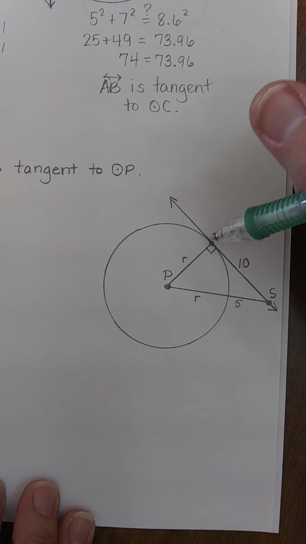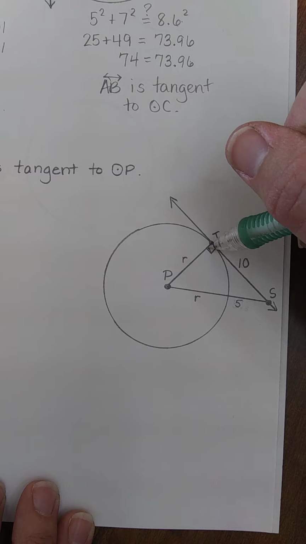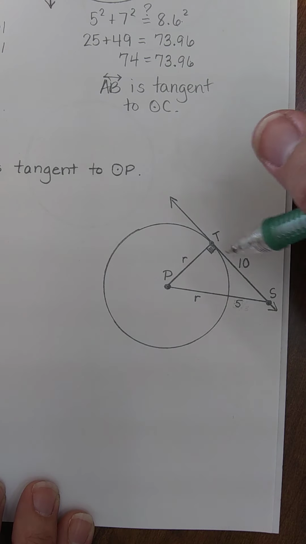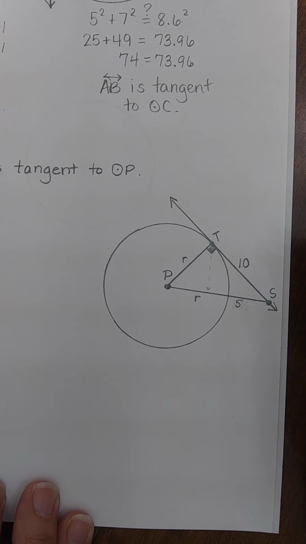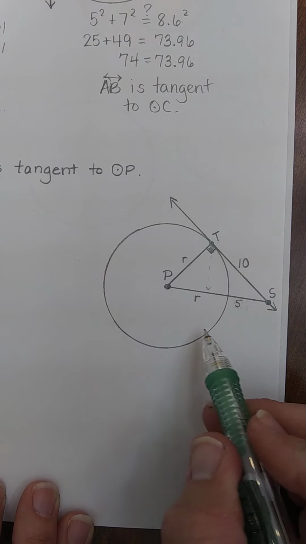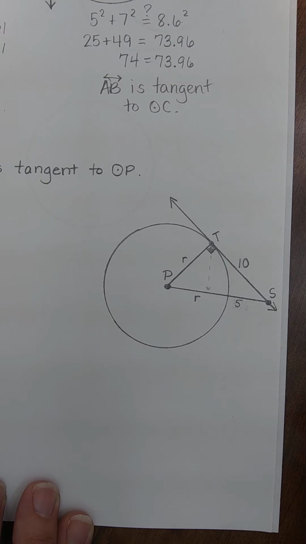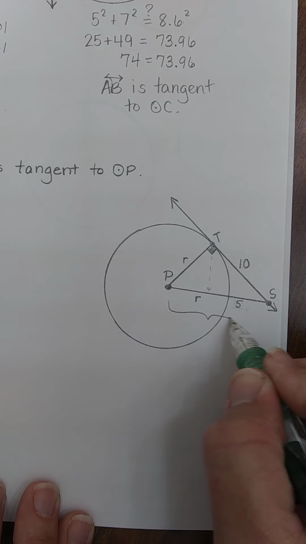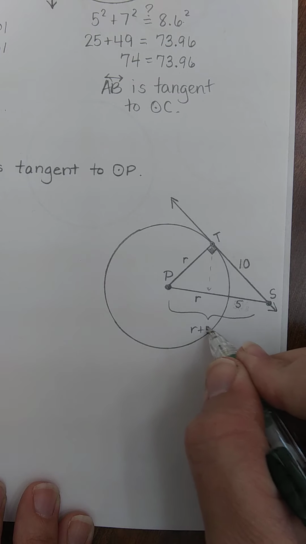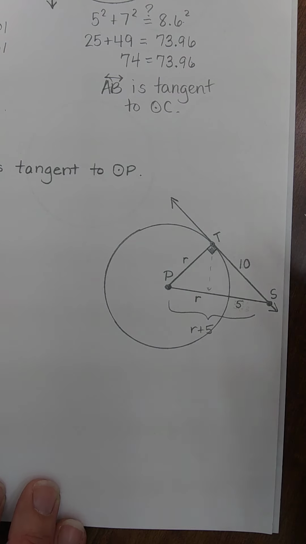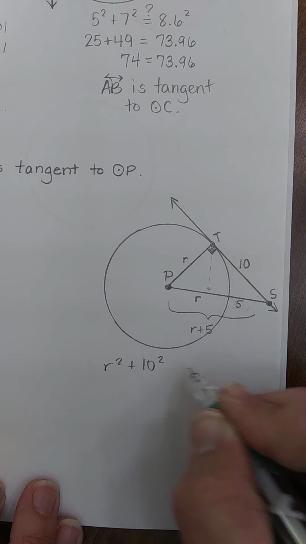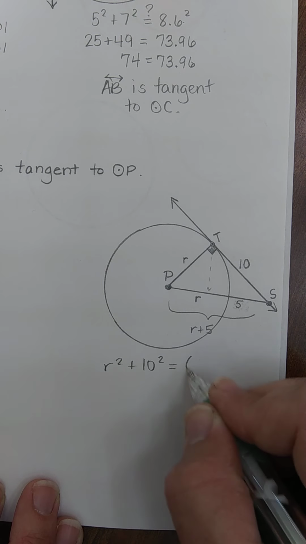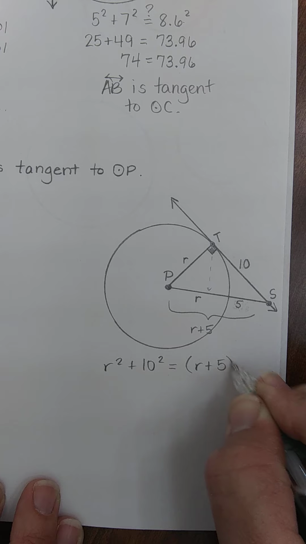Remember, ST is tangent, so that means this is a 90-degree angle. So we are looking at across from the 90-degree angle is our hypotenuse. So the hypotenuse would not just be this length of R, but R and this length right here of 5 together. So we would want to express that as R plus 5. Using the Pythagorean theorem, we know then our legs to be R and 10. So R² plus 10² will equal the hypotenuse, which we know to be (R plus 5)².